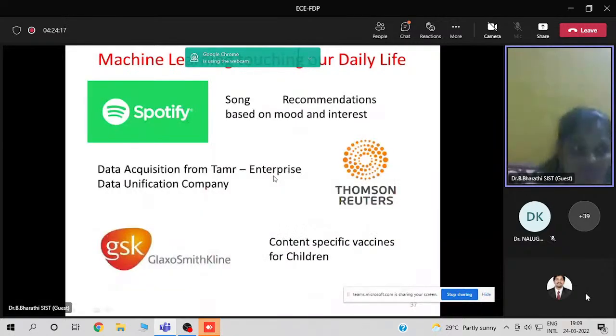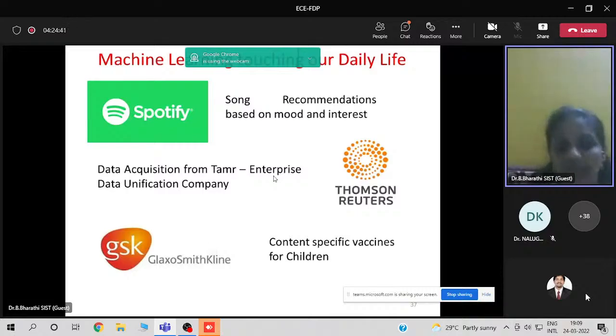Now, most of us will be using Spotify and a lot of music apps. All these music recommendations, based on your moods and interests, have a machine learning algorithm running behind them. Then Thomson Reuters, because all of us are researchers. We know that our Scopus index is important, our Web of Science index is important, our H-index is important. All this calculation is done based on a machine learning algorithm.